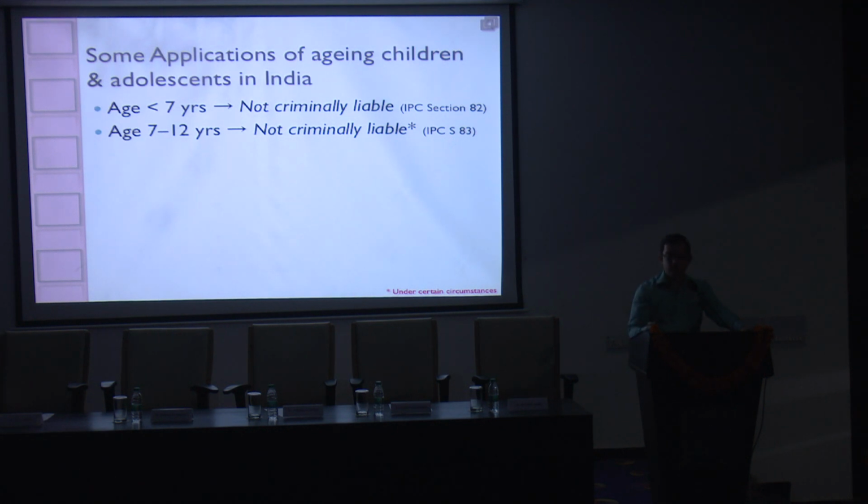So sometimes we may get a child for age estimation as to whether that child is less than or more than 7 years of age. Now, under certain circumstances, that lack of criminal liability may extend up to 12 years. If the child is not sufficiently well developed mentally, it may be extended till up to 12 years. That's what IPC section 83 says.